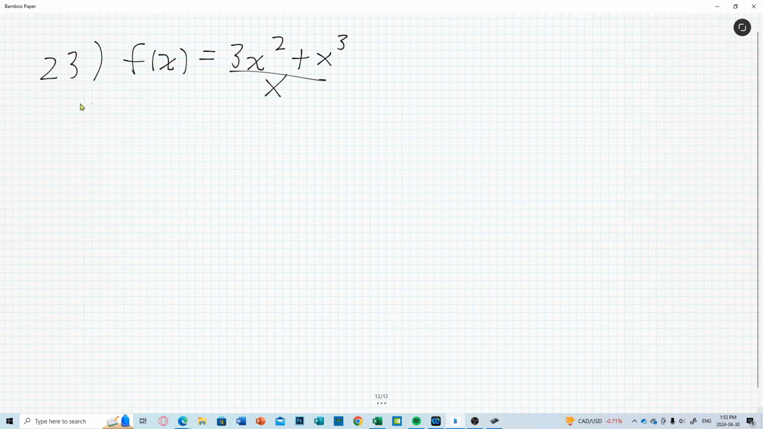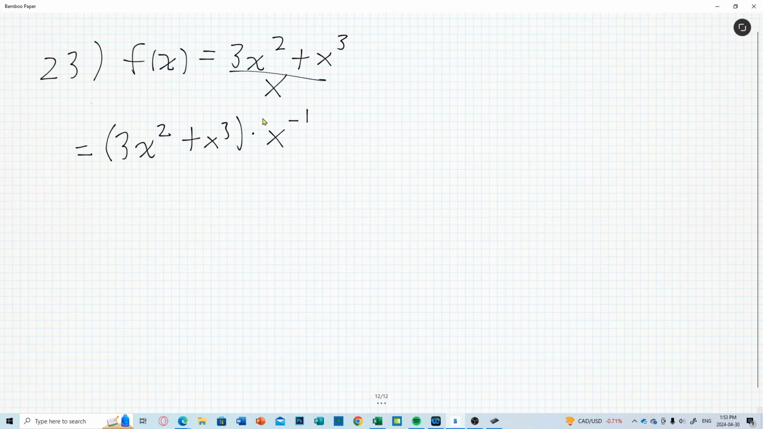Okay, question 23. This one's a little tricky because we've never seen a variable in the top and bottom at the same time, but it's not that bad. So to start, we're going to bring the x into the numerator like always to make it look nice and pretty, which will be 3x squared plus x cubed multiplied by x to the negative 1.